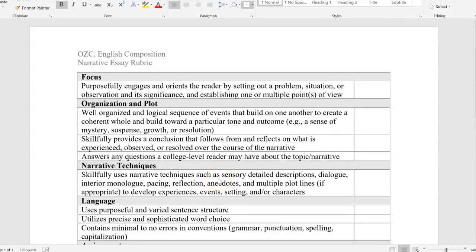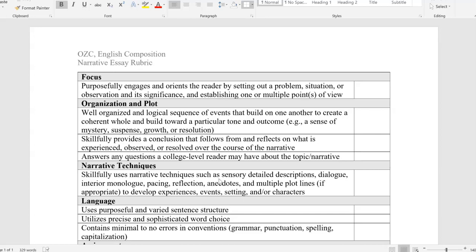So I created this rubric. I had my own narrative rubric prior to this that I had developed over time. And then this semester, because we are spending so much time on the narrative, I pulled some other rubrics and then built this rubric that I want to use for our class. All right, so focus purposefully engages and orients the reader by setting out a problem, situation, or observation and its significance and establishing one or multiple points of view.